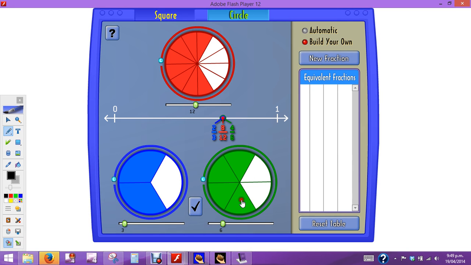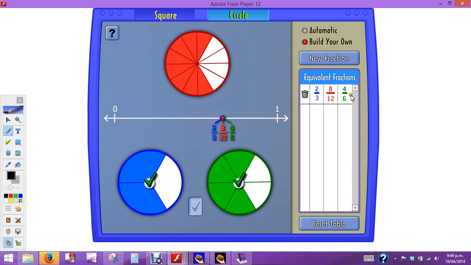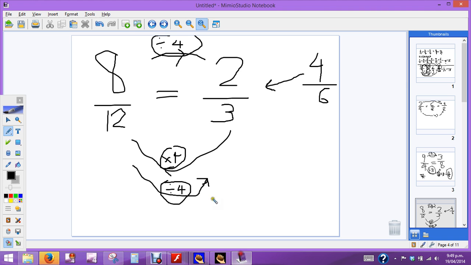2, 3, 4. So let's check them all. Yes, they are all equivalent. But if I had taken 8/12 and halved it, I still wouldn't have had the simplest form of that fraction, using the biggest size pieces, or in other words, the smallest size numbers. So how do I make sure I do it? Well, the key is to divide top and bottom by the highest common factor. So that's a number that multiplies into factors of 12 and factors of 8. So the highest one is 4.